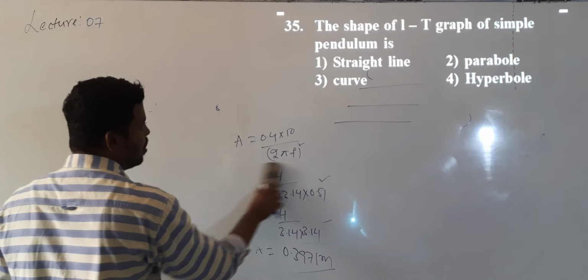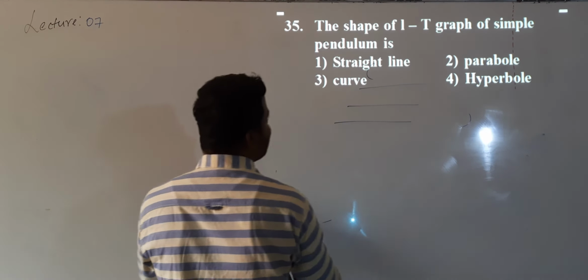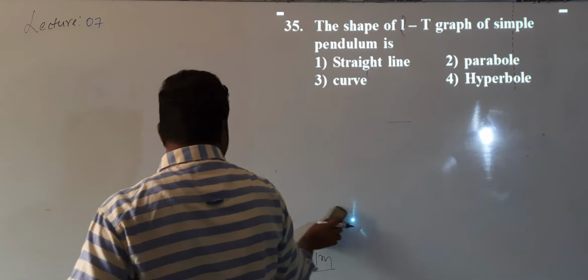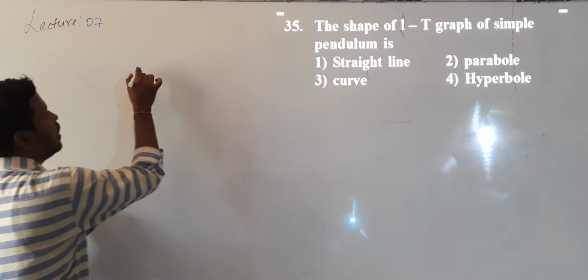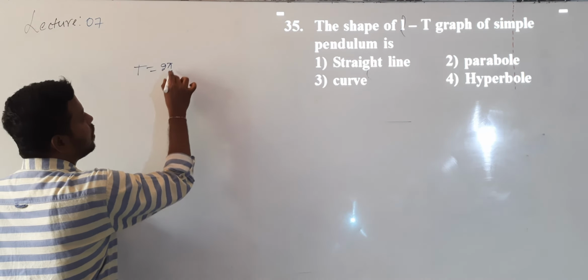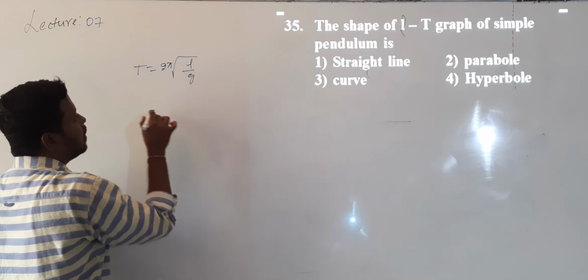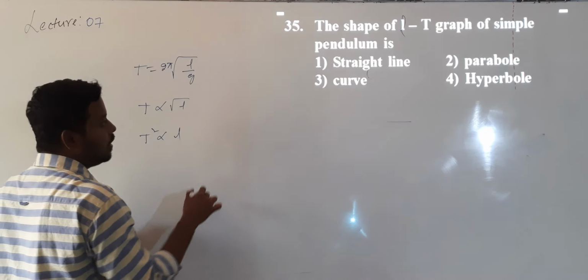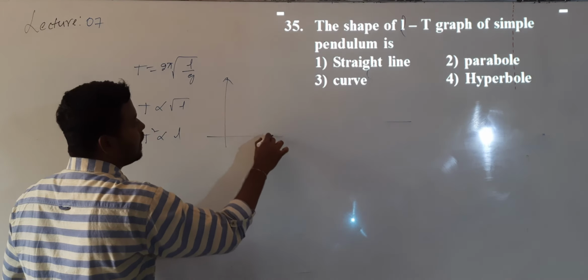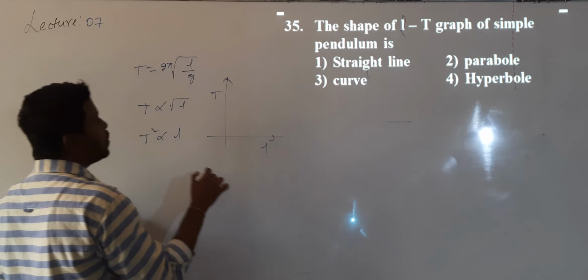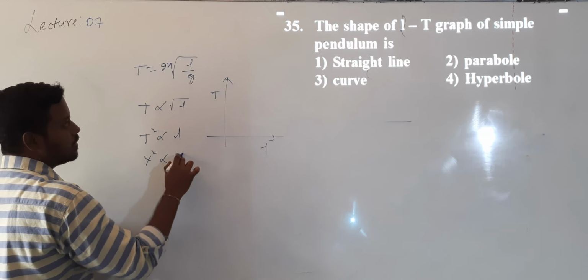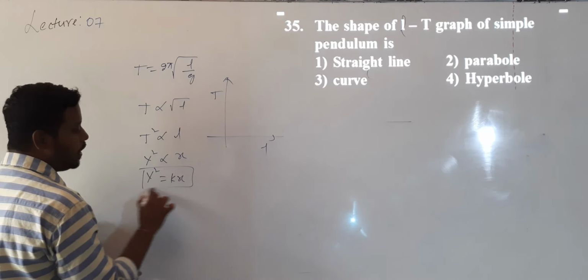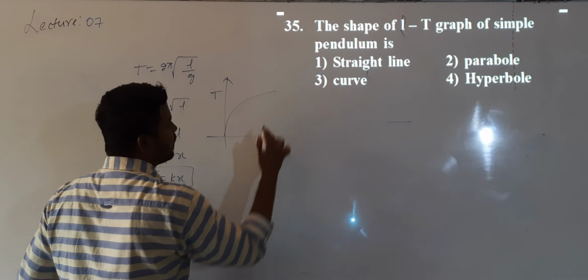So this question you already know. The shape of the L versus T graph of a simple pendulum. For a simple pendulum, what is the time period formula? 2 pi into root over L divided by g. So T is directly proportional to root L and T square is proportional to L. If I plot the graph between T and L, whenever y square is proportional to x, otherwise y square is equal to k into x, this is the equation for a parabola. So I will get a parabola.